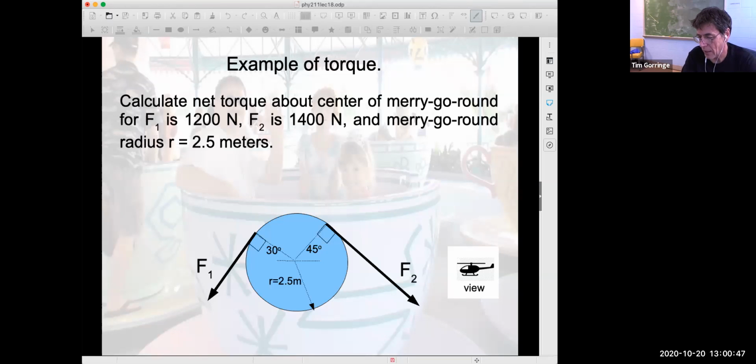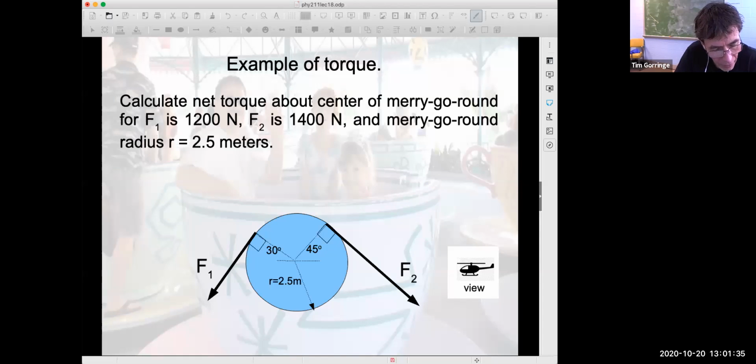Okay, second example. This is an example I wanted to show because it's got a little trap in it, or a little minefield in it, that might cause you to put in the wrong angles for calculating the torque. So this is the reason for showing this one. It says, calculate the net torque about the center of a merry-go-round when two forces are applied. There's a force, we called it F1, that's 1200 newtons. And there's a force, we called it F2, that's 1400 newtons. They're applied on the edge, tangent to the edge of a merry-go-round, and the radius of the merry-go-round is 2.5 meters.